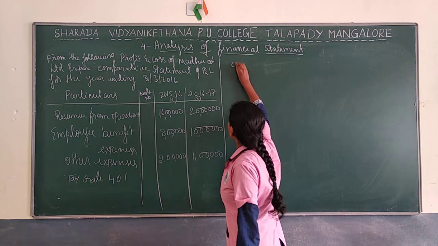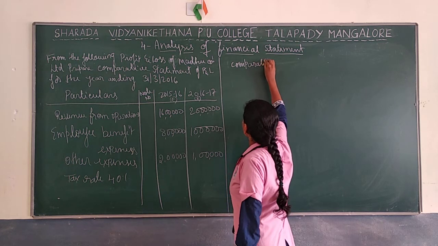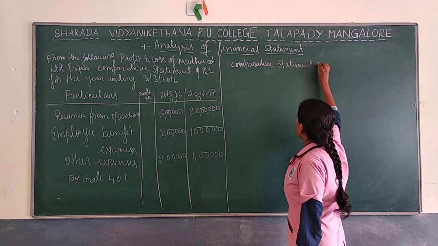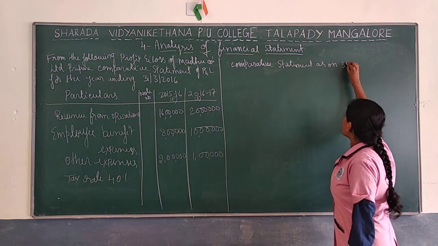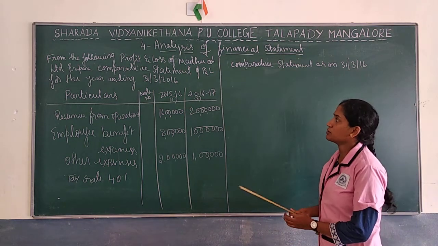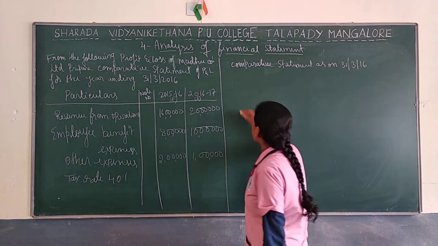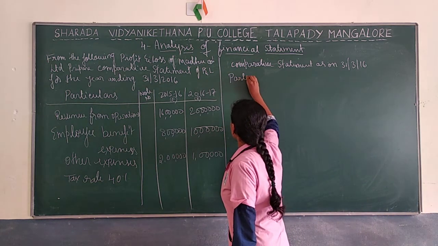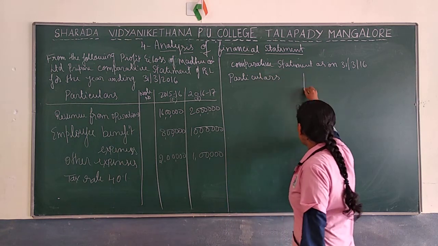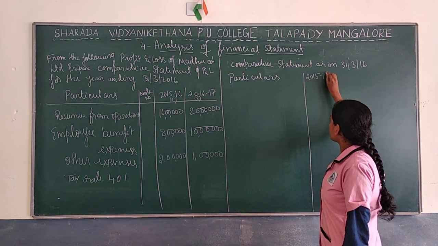So here we have the comparative statement as on 31st May 2016. Before this you have to write in the books of Madhu Company Limited. So here, particulars, and we have the columns for the year 2015-16.